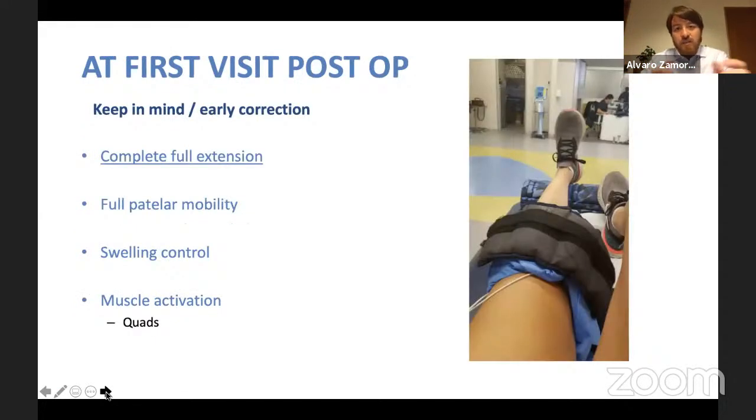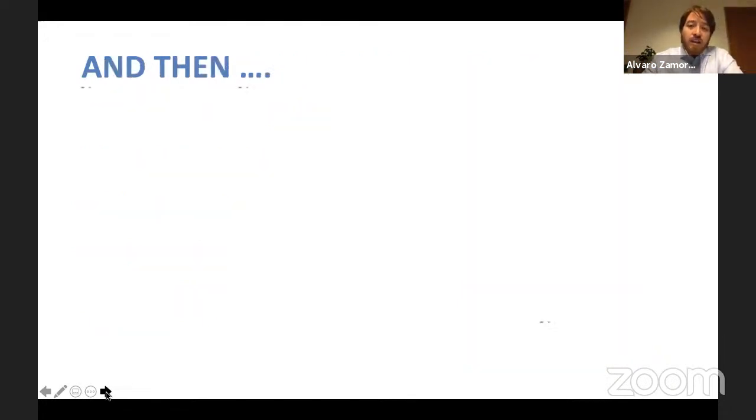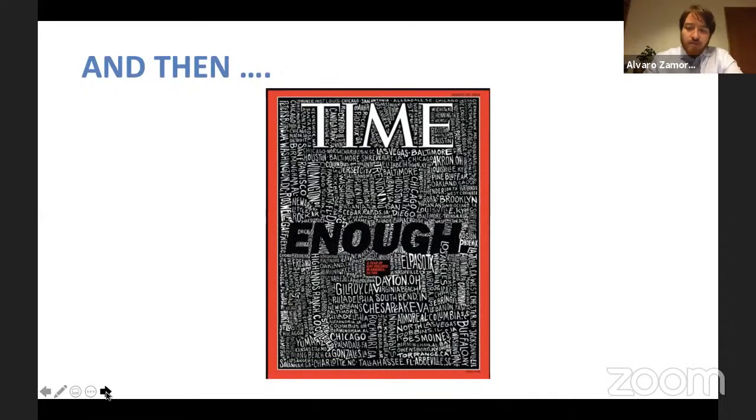At the first visit and post-operatively, it's really important to keep in mind and put our eyes on early correction for complete full extension. For us, it's really important to get full extension at the beginning, as well as full patellar mobility, and always give swelling control and promote muscle activation. An important thing is the quadriceps. And then it's time, enough time, because we have to let the biological process complete.